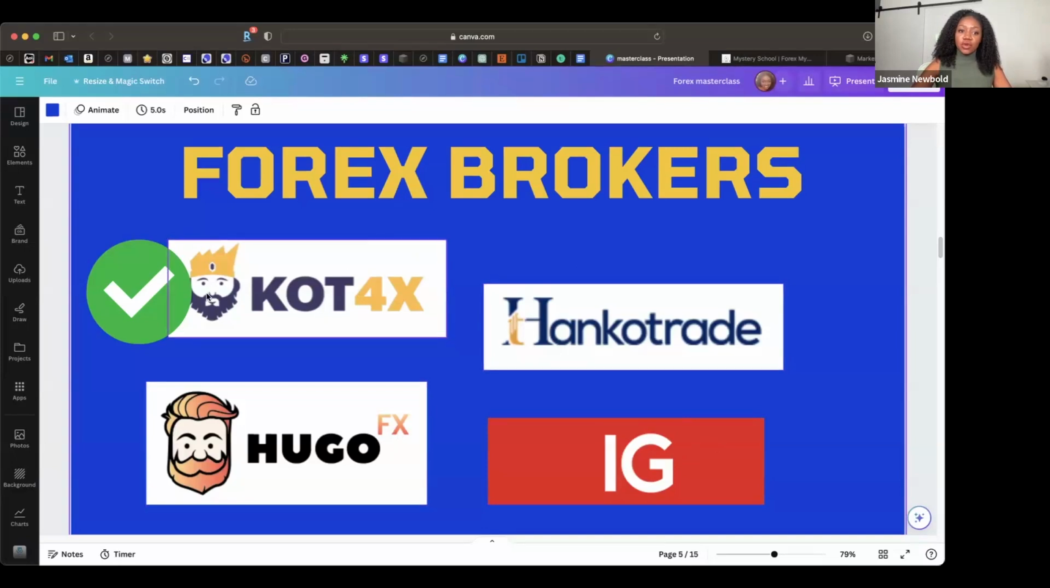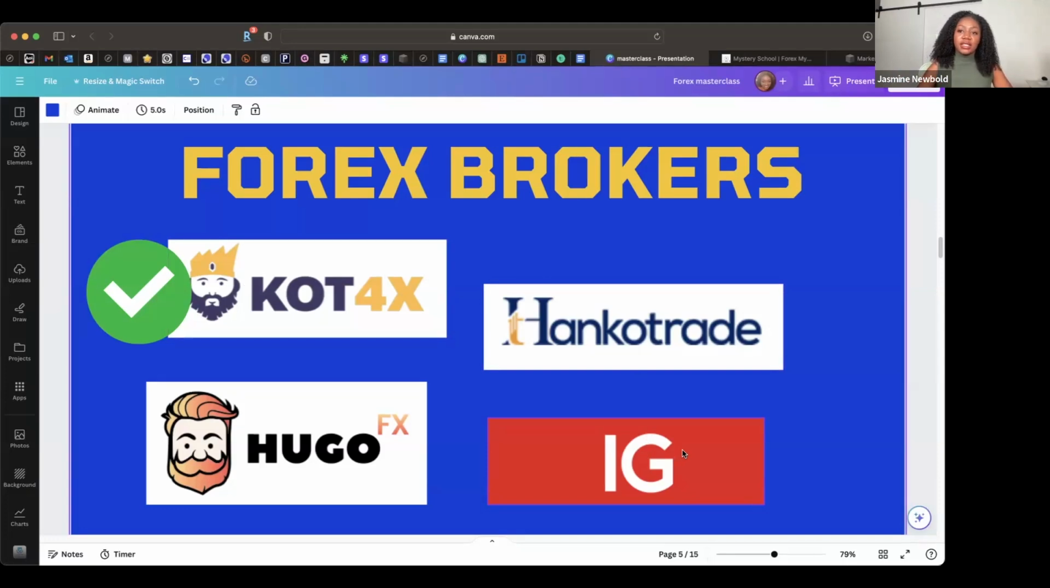And it's going to also show why I recommend KOT4X and why I still use KOT4X to this day. It's who I started with, and it's who I use to this day. IG is a US-based regulated broker. Now, with a US-based regulated broker, a lot of people feel more secure with that. They feel like their money's safer. A US-based company just comes with a lot of trust factor.